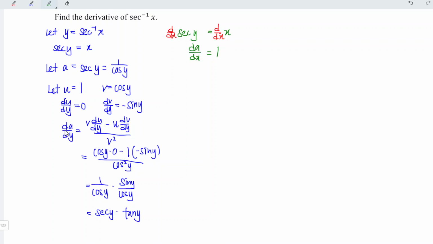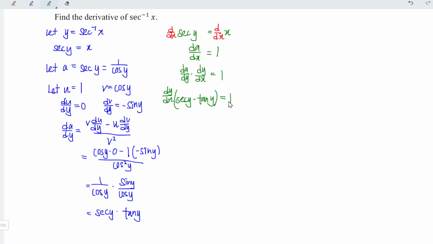So from here, we need dA/dx. However, we have only dA/dy. Doesn't matter, we know that by using the chain rule, we should obtain dA/dx. We just have to take dA/dy times dy/dx. dy cancels dy, so we are left with dA/dx. So this is equal to 1. dA/dx as obtained before, we have secant y times tangent y, and dy/dx remains.